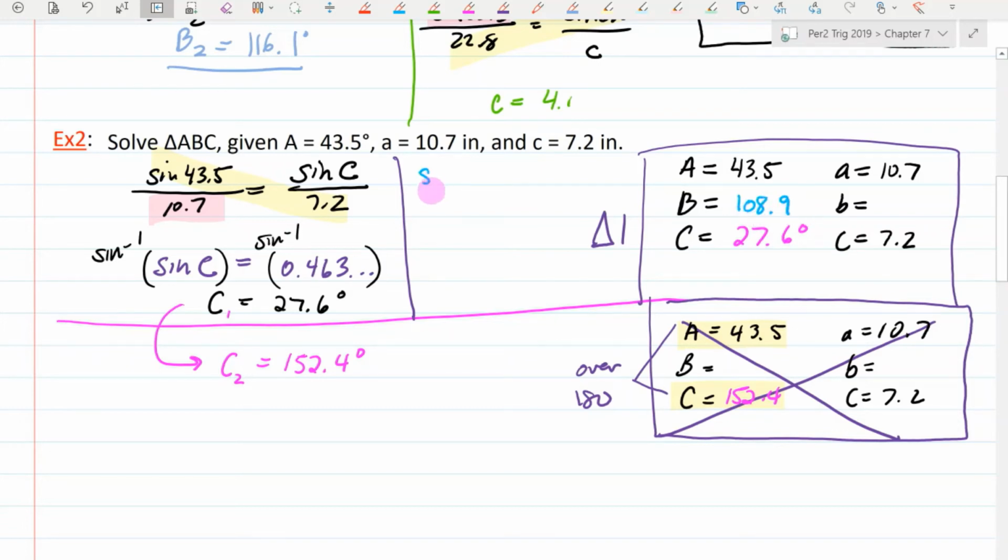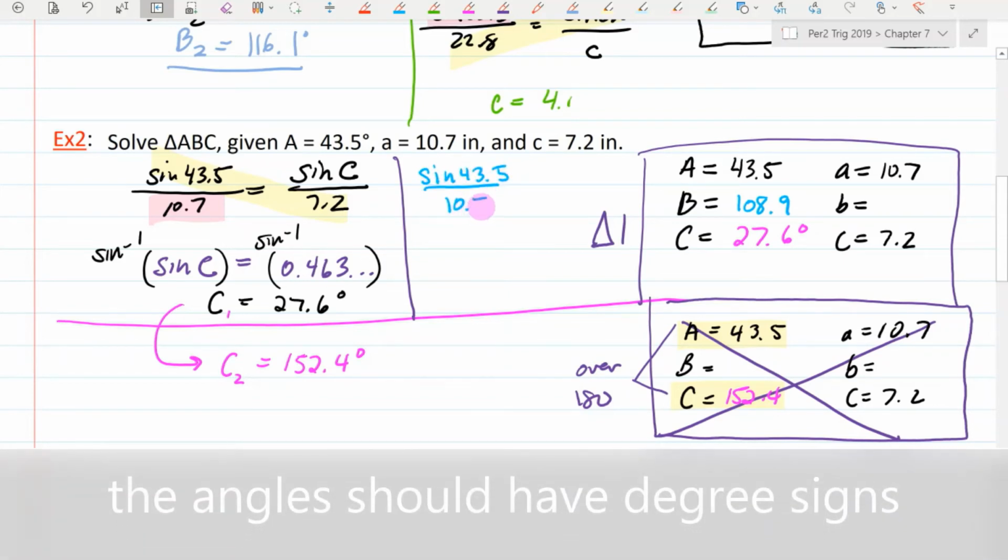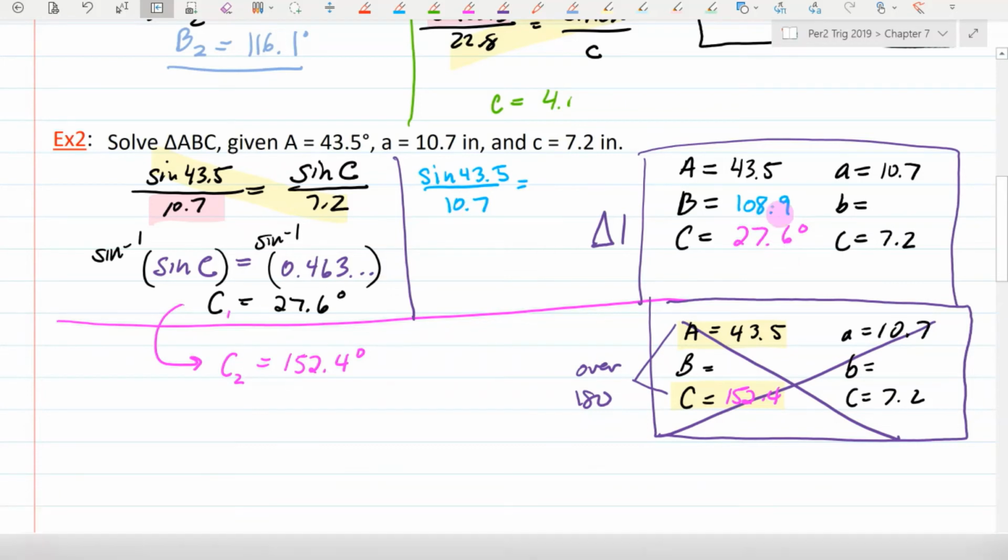That means that sine of 43.5 over 10.7, and then for B, sine of 108.9 over B, and you should get for B 14.7, and those are inches. So in this case, there's only one triangle. You still have to check for a second triangle because it's possible, but because A plus C is over 180 degrees, then it can't be, and also angle C has to be smaller than angle A. All right, let's go ahead and try the next one.